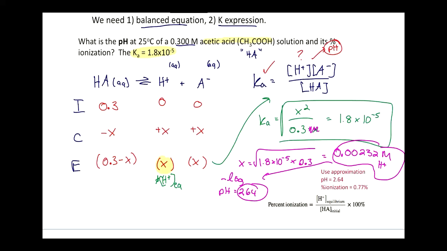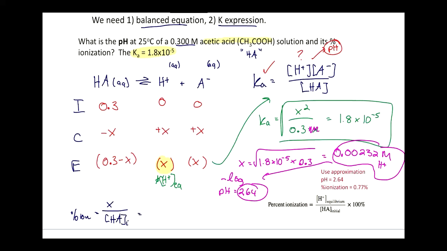I do give this to you on the exam, but what we want to do to further characterize this solution is take that H+ concentration at equilibrium and divide it by how much acid we started with initially, multiply by 100, and you're essentially calculating how much of that acid dissociates into ions. So percent ionization is essentially X, because X is the concentration of H+ at equilibrium, over how much HA we started with initially.